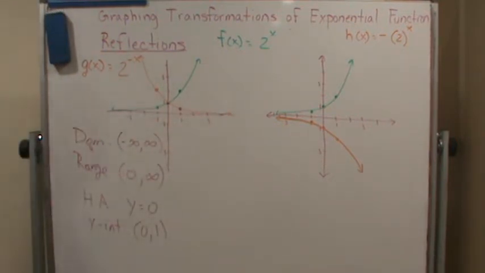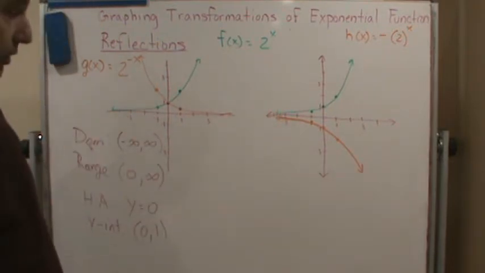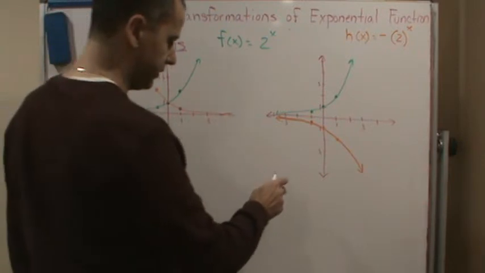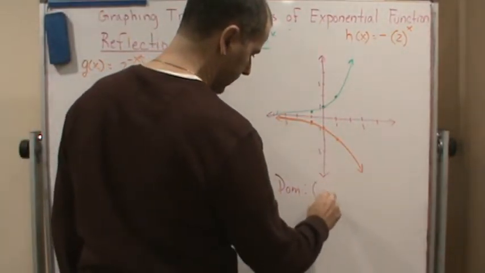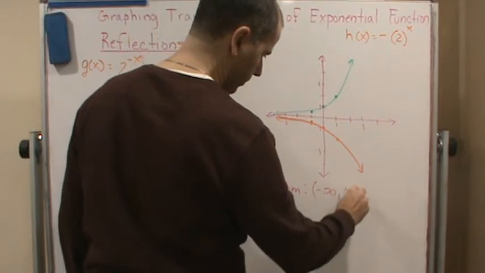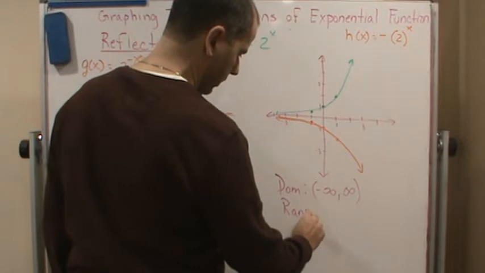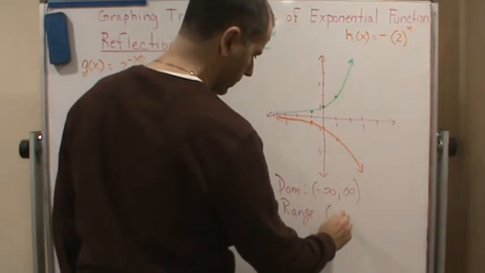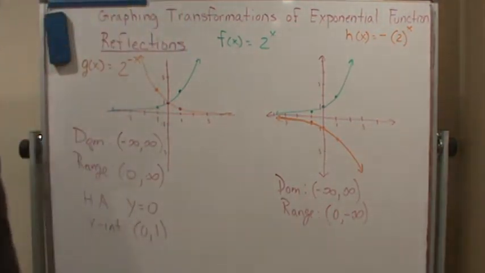Okay? Now what about over here? Well, here the domain doesn't change, right? The domain is still the same, but the range does change. So the domain is still going to be all real numbers, but the range now is 0 to negative infinity, right?